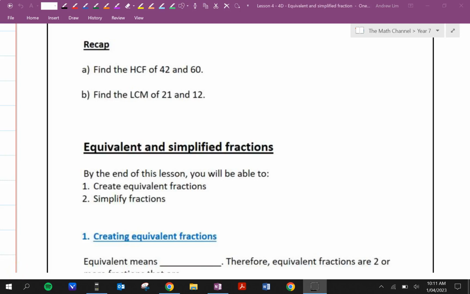It's your teacher Mr. Lim here, and in this video we're going to be looking at equivalent and simplified fractions. So by the end of this video, you'll be able to create equivalent fractions and simplify them. But before we do that, I'd like you to have a look at these two recap questions. Find the highest common factor of 42 and 60, and find the lowest common multiple of 21 and 12. Pause the video and have a go.